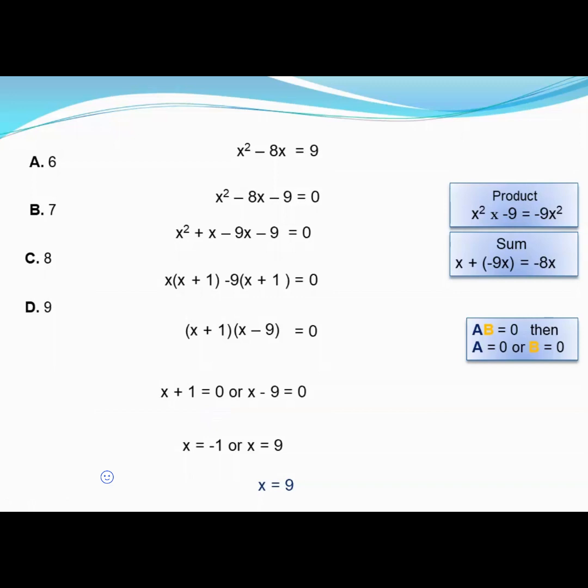We look at the options that we have. We see that among the options from A to D, the right option for us here is option D, and that is the answer.